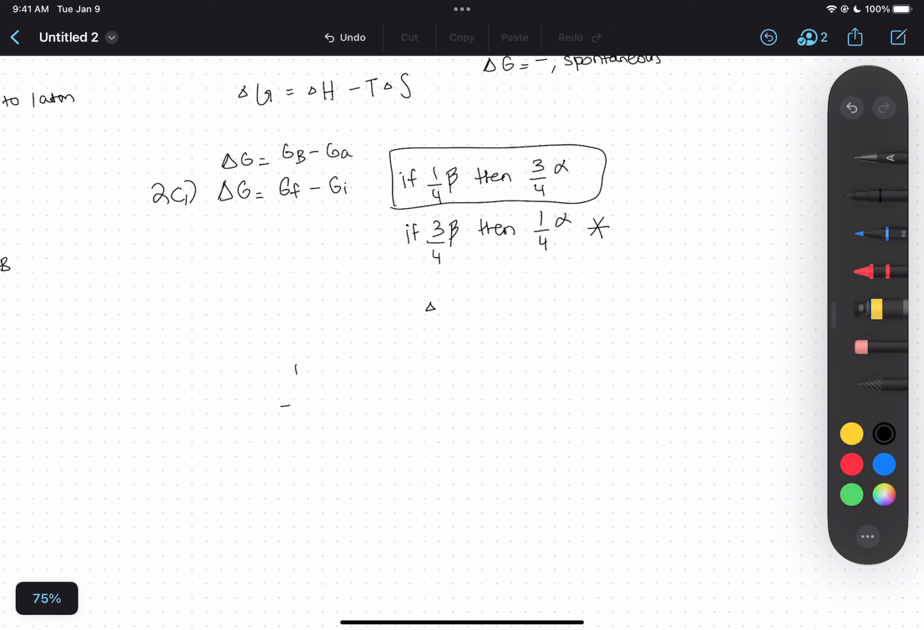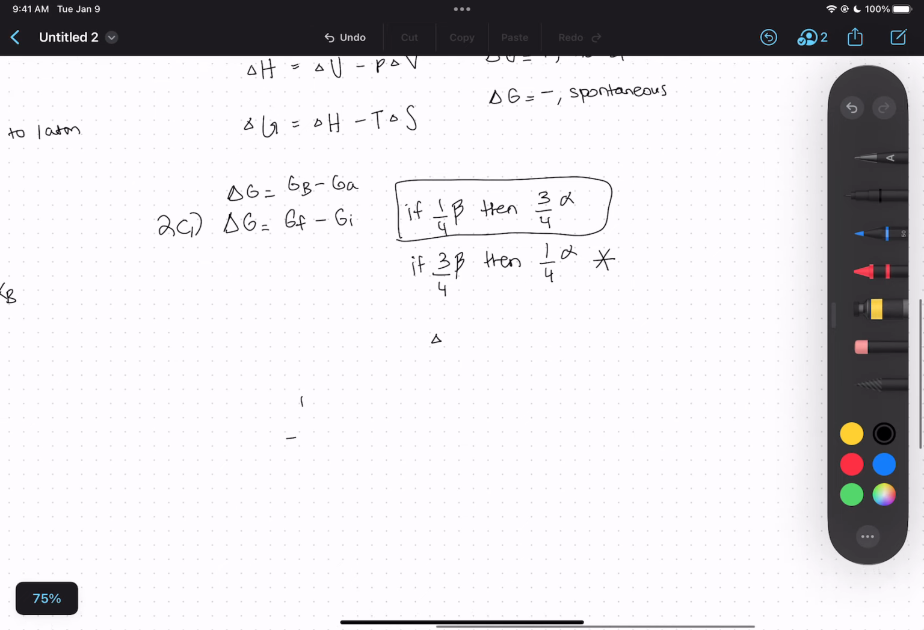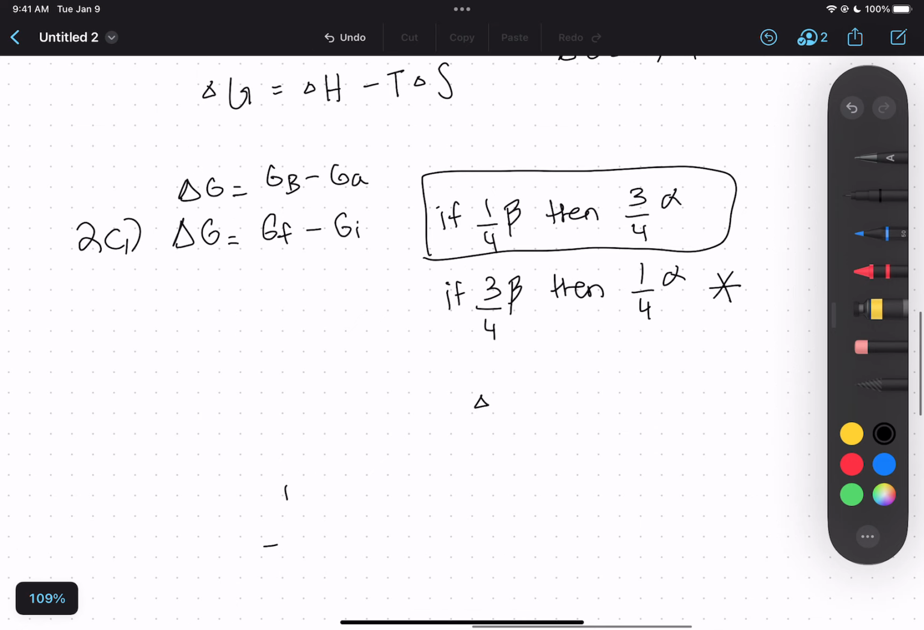Does that kind of make sense? I'm trying to think about it from a more conceptual standpoint, if you didn't know how to look at the equation from GF and GI and all of that.